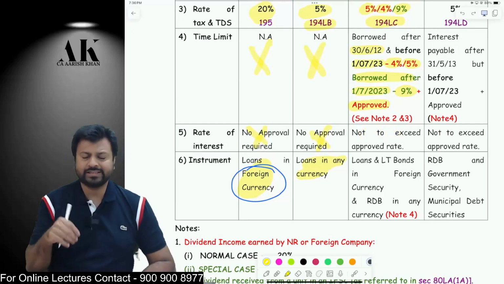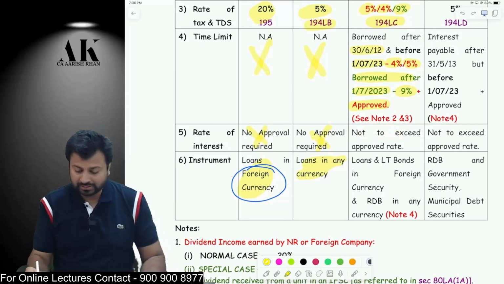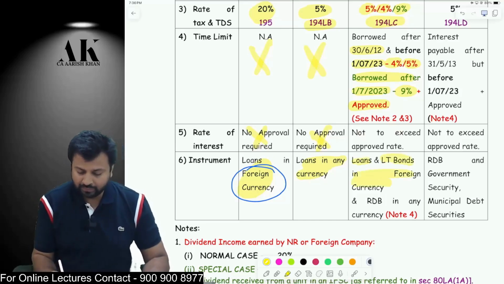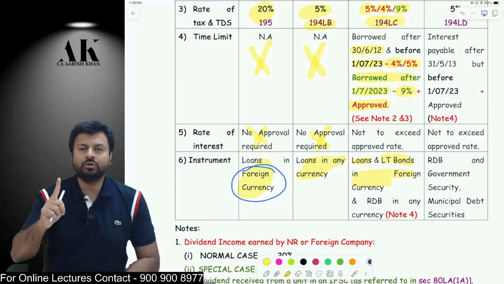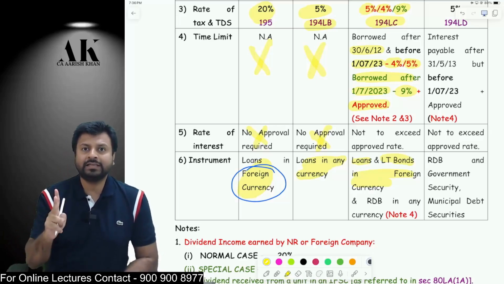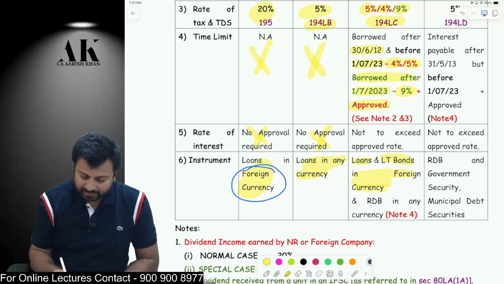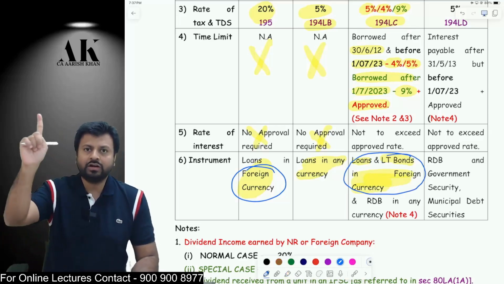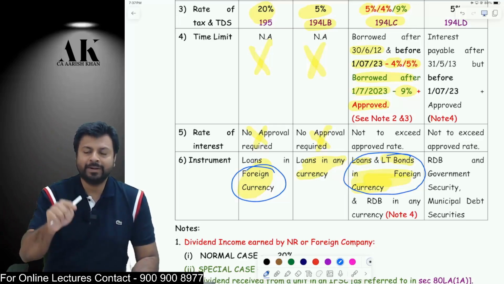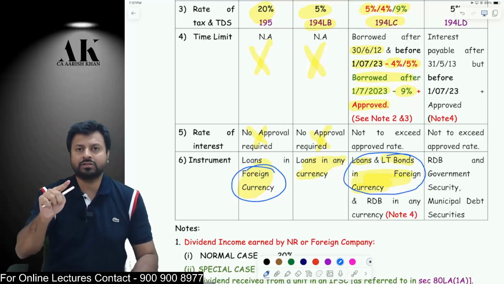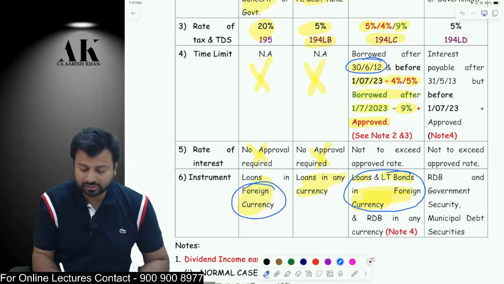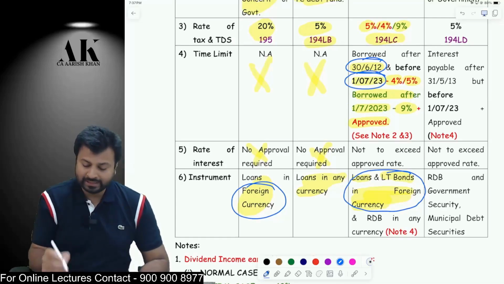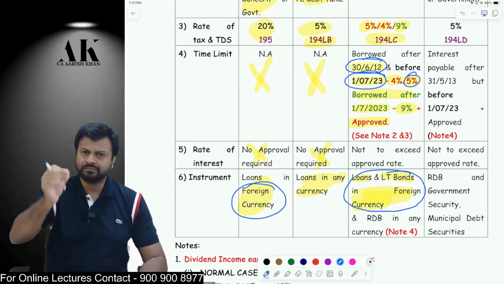Now, what is covered in this section? Let me talk about the instruments. Let me talk about the loans and the long-term bonds. If the non-resident or foreign company gives a loan to an Indian company or buys the long-term bonds of an Indian company in foreign currency, this is the first thing covered over here. And now listen, if the non-resident foreign company gives a loan to an Indian company, or buys the long-term bonds of an Indian company in foreign currency, and if it is done after 30th June 2012, but before 1st July 2023, then the tax rate will be just 5%. How much?